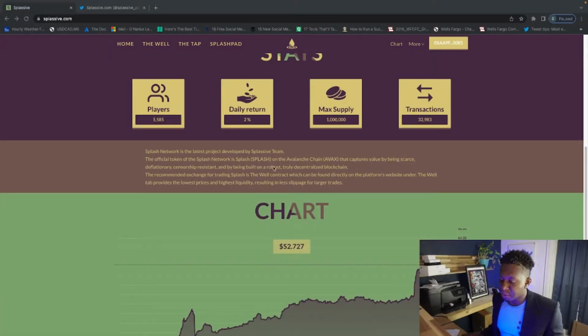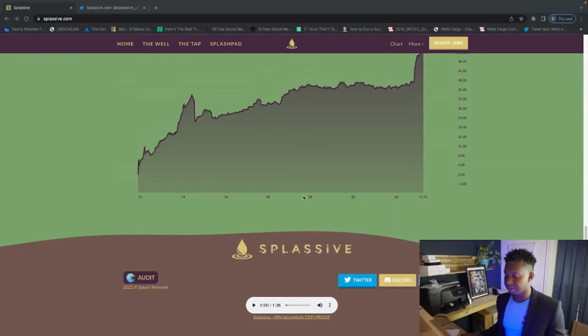Splash Network is the latest project developed by the SPLASSIVE team. The official token of the Splash Network is Splash on the AVAX chain, aka the Avalanche chain, that captures value by being scarce, deflationary, censorship resistant, and built on a robust, truly decentralized blockchain. The recommended exchange for trading Splash is the Whale contract, which can be found directly on the platform's website under the Whale tab. It provides the lowest price for the liquidity as well, guys.